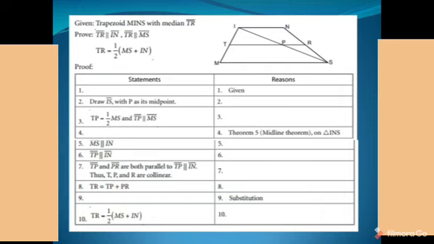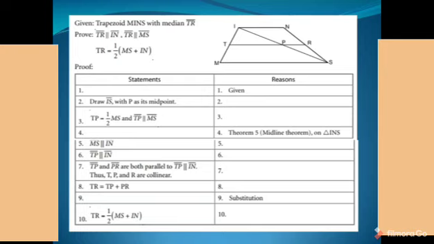Okay. Now, given trapezoid MINS with median TR, we are asked to prove that segment TR is parallel to segment IN. Segment TR is parallel to segment MS. Therefore, segment TR is 1/2 of the segment MS plus IN. So to prove that one, we will be using the two-column proof with the statements and the reasons.